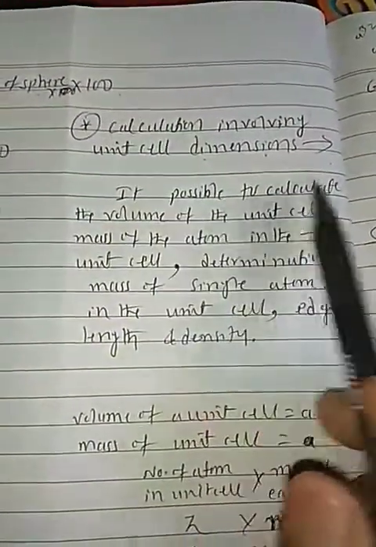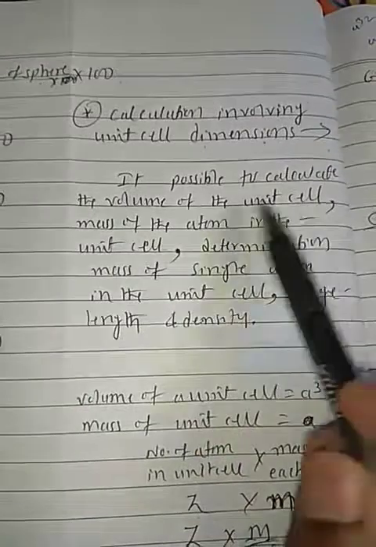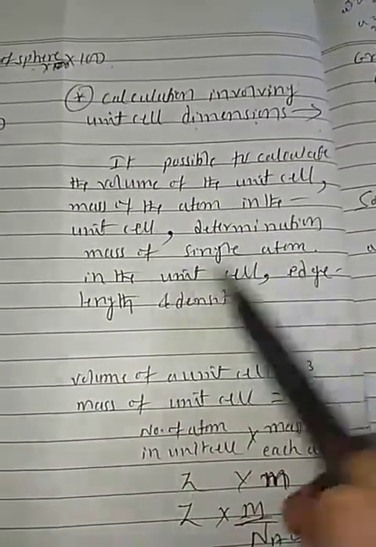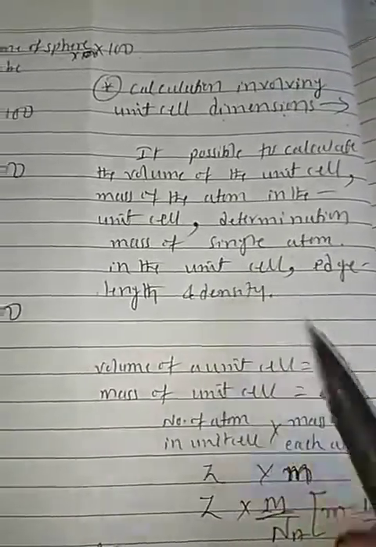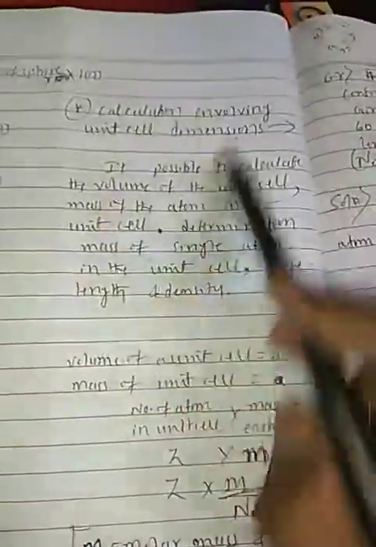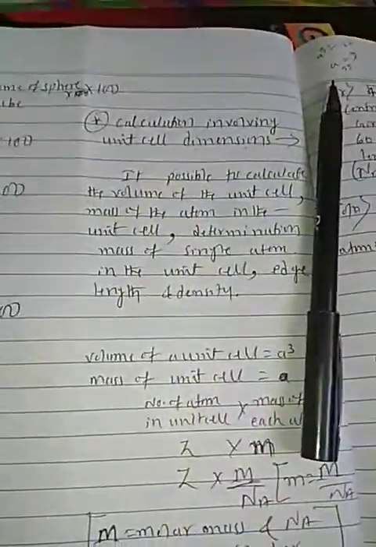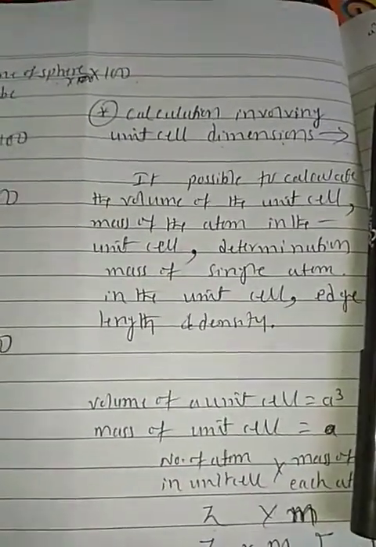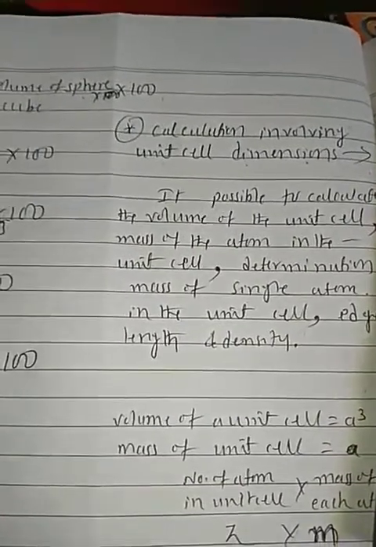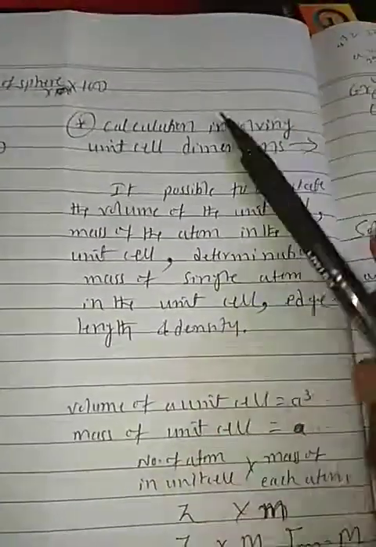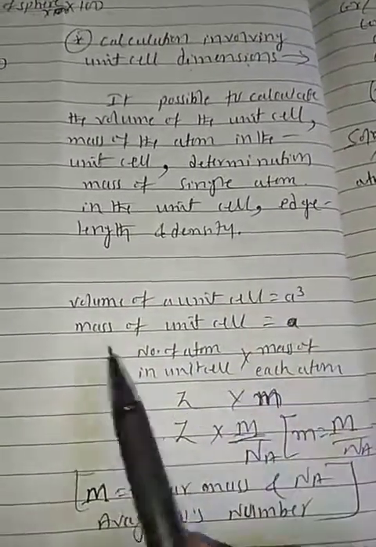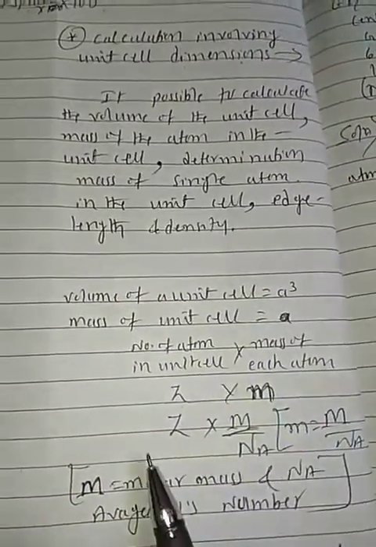Calculation involving the unit cell dimension. It is possible to calculate the volume of the unit cell, the mass of the atom in the unit cell, the determination of the mass of a single atom, the unit cell edge and density. With this we have to determine the density of the unit cell, the mass of the unit cell, all the things we are going to discuss here. So the volume of the unit cell is a³.